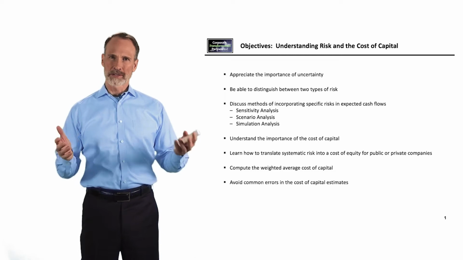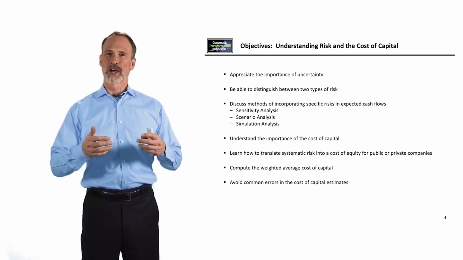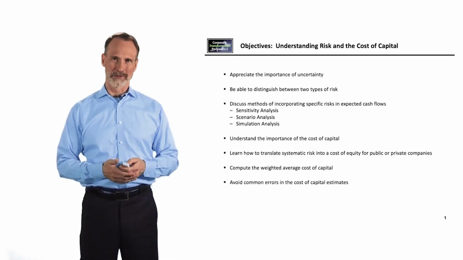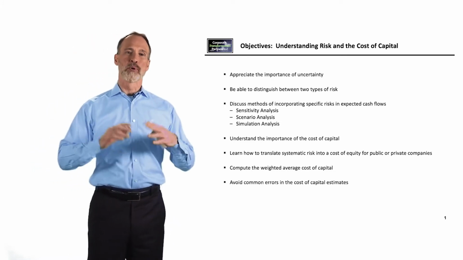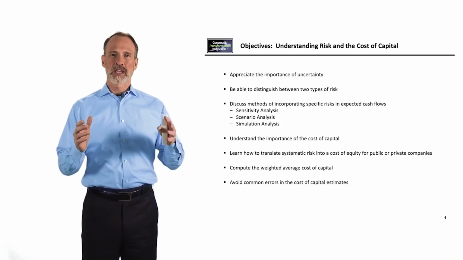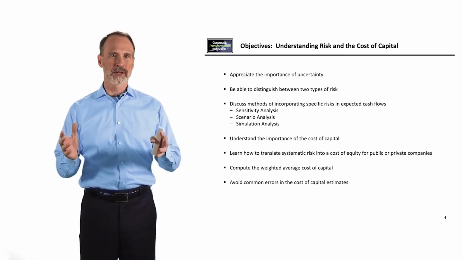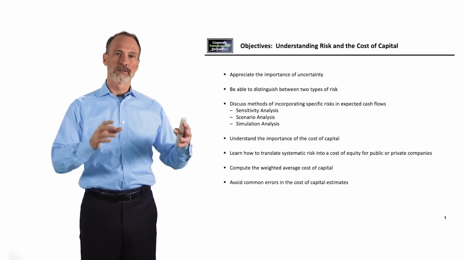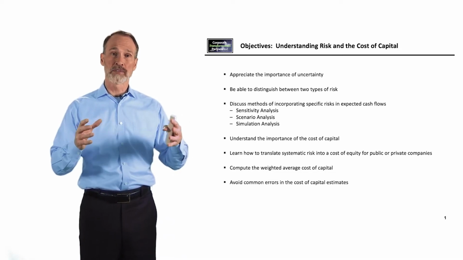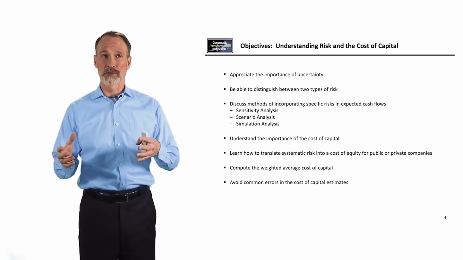Let's move on with our next section, section 11, which is understanding risk and the cost of capital. The objectives of this section are to appreciate the importance of uncertainty, to be able to distinguish between two different types of risk, and show you what the methods are of incorporating one type of risk, which we'll call specific risks, into the expected cash flows.